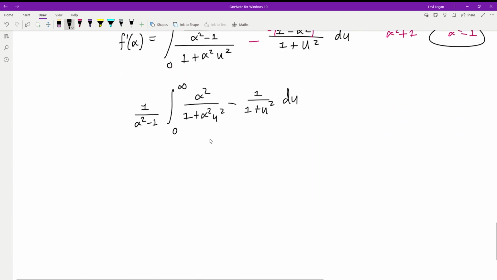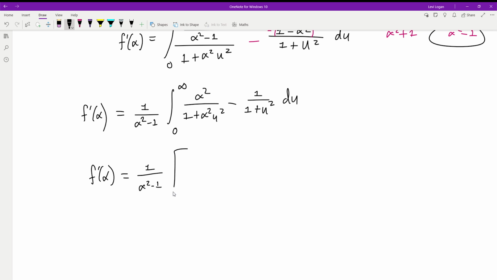Now, after all that manipulation, we can finally integrate it. So we can see we've got a tan inverse here. And this is still equal to f dash of alpha. So f dash of alpha is 1 over alpha squared minus 1, and now we're going to integrate it. So this first one here, when you integrate it, we can see we've got alpha squared, so we're going to have an alpha squared.